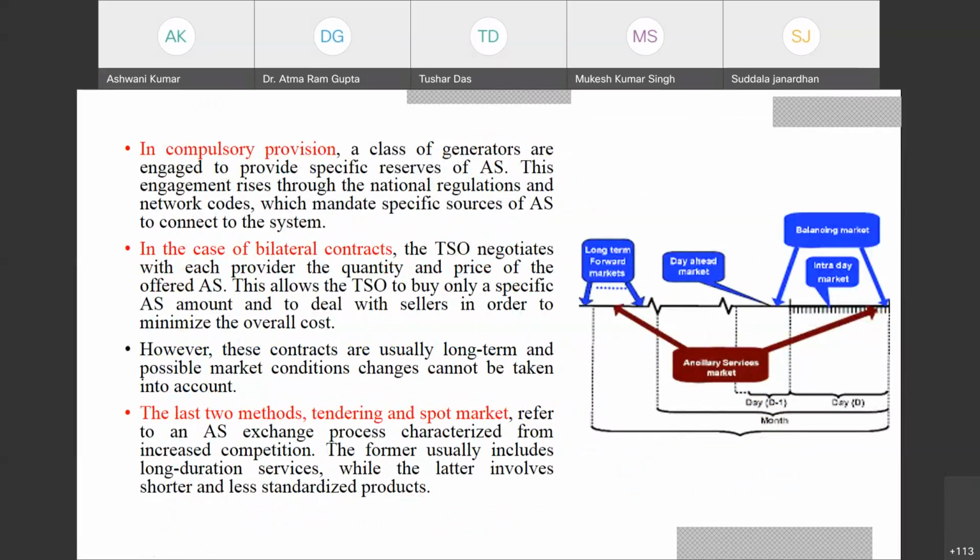In some countries, there is a spot market mechanism for ancillary services provision, and in some countries, we have a day ahead market as well, existing for balancing services and ancillary services provision. And there is a long term market as well, especially in the bilateral negotiation. We have a long-term market for ancillary services requirement.